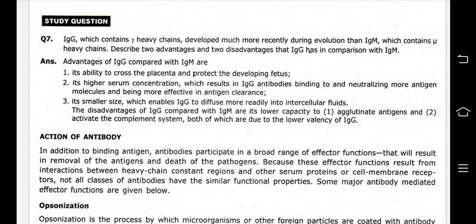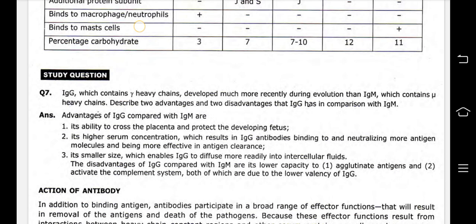IgG, which contains gamma heavy chains, developed much more recently during evolution than IgM, which contains mu heavy chains. Describe two advantages and two disadvantages that IgG has in comparison with IgM.